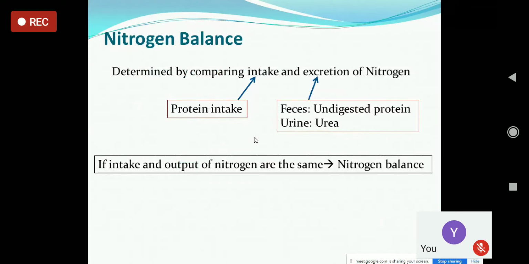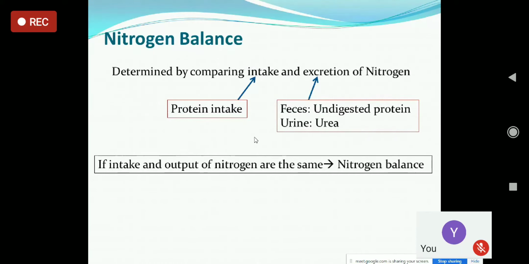Nitrogen balance. So what is nitrogen balance? What is the source of nitrogen in the body? The source of nitrogen in the body is dietary proteins, which are almost the exclusive source of nitrogen in the body. So this nitrogen balance is determined by comparing intake and excretion of nitrogen. Nitrogen balance represents protein utilization and its loss from the body.